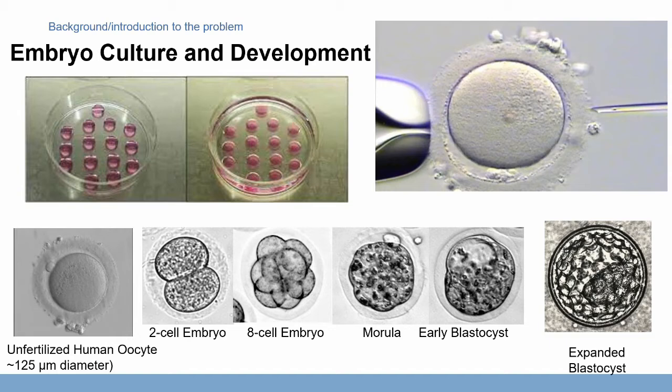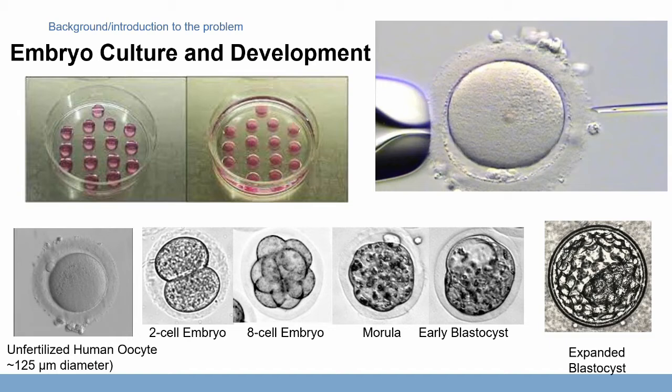And these pictures down here show what the embryos look like as they develop. Initially, we start with an unfertilized human egg, or oocyte, which is shown here on the left. And they're pretty big cells as far as cells are concerned. They're about 125 micrometers in diameter.